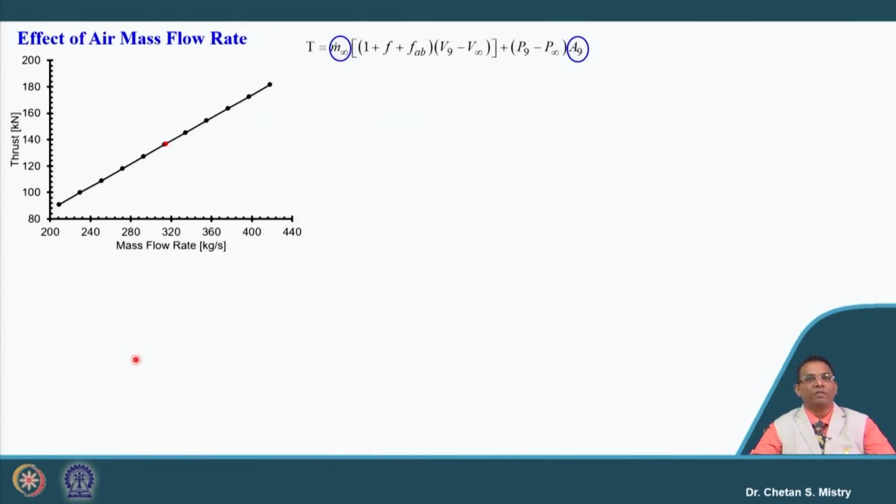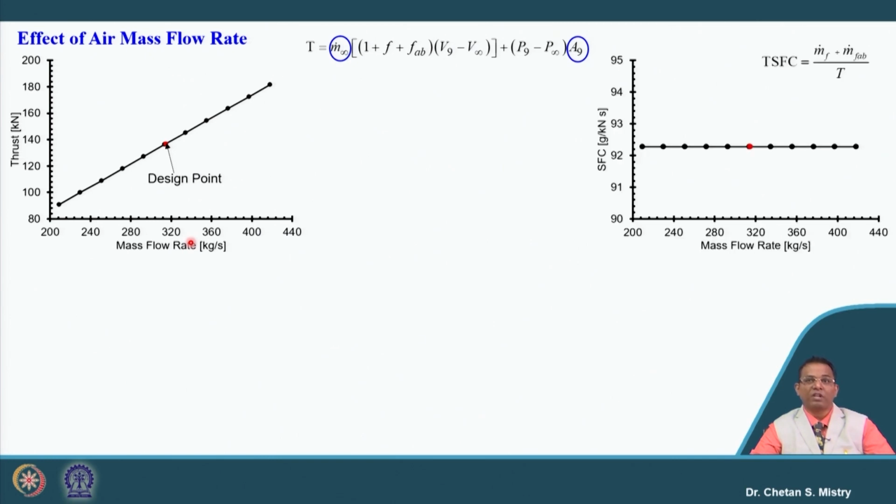Now, the effect of the air mass flow rate: with the increase of the entry mass flow rate, we will have a rise in thrust. In the same way, if we talk about the specific fuel consumption, it has not much impact. Just try to correlate how this mass flow rate affects thrust, or why we are not having much impact on thrust specific fuel consumption.